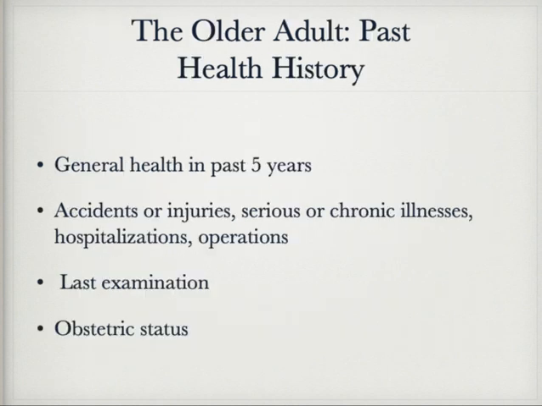When obtaining a past history in older adults, you want to focus more on the general health for the past 5 years. You don't want to ask them about things that happened 70 years ago. Obviously important things, like if they had a surgery when they were 45, record that. But at this stage, we focus more on their general health in the past 5 years. What are those chronic diseases that they currently are trying to manage? Once again, what are the health promotion things that they include in their life? Accidents, injuries. So it's really trying to pull up all those serious or chronic illnesses.